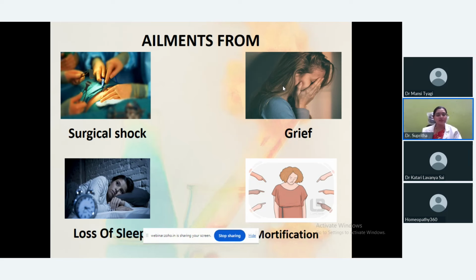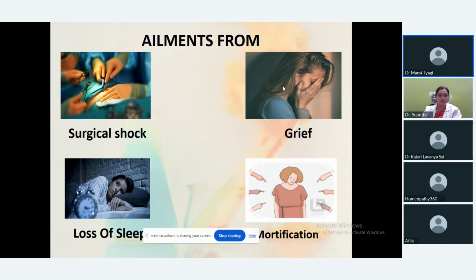Anybody can answer. So can we compare grief remedies? I'd like to give a hint to all of us that we can compare grief ailments with the remedies which we call women's remedies. We have various remedies in homeopathic materia medica, which we call women's remedies. Right, Dr. Supritha? Yeah, exactly.